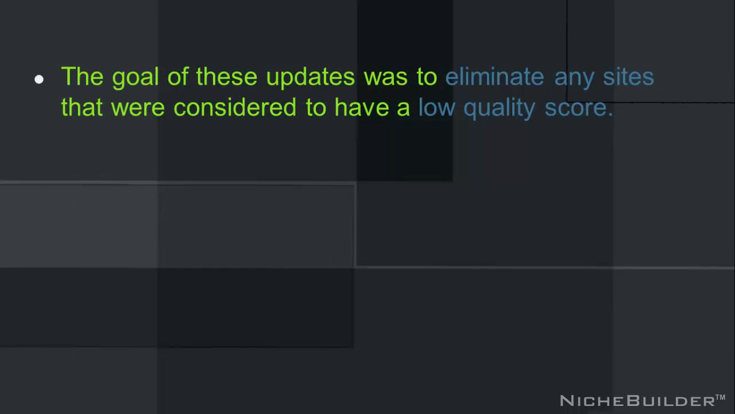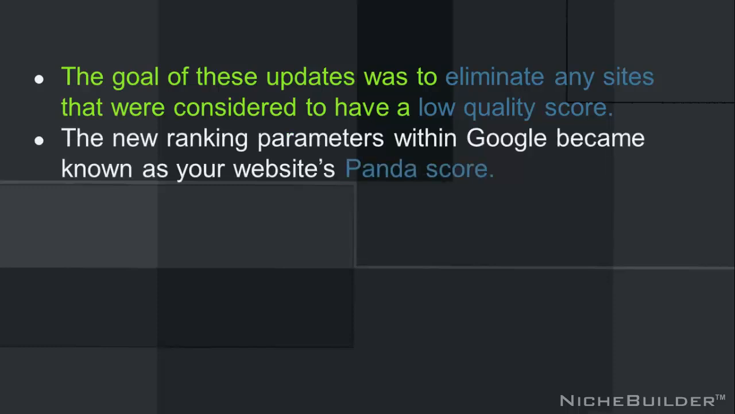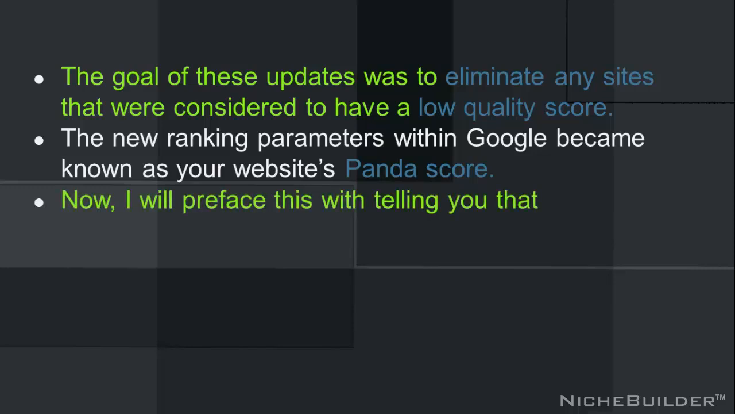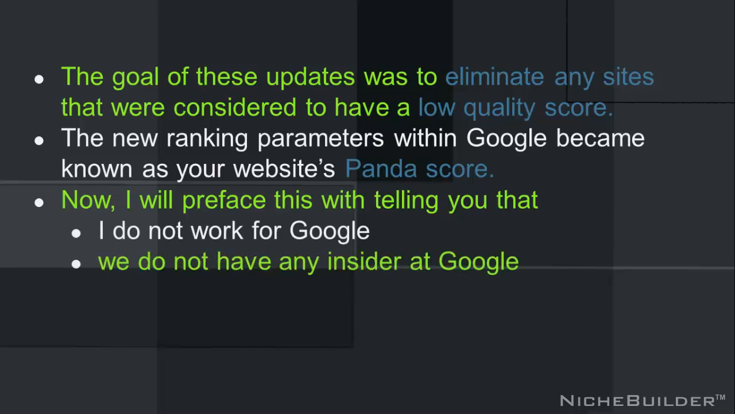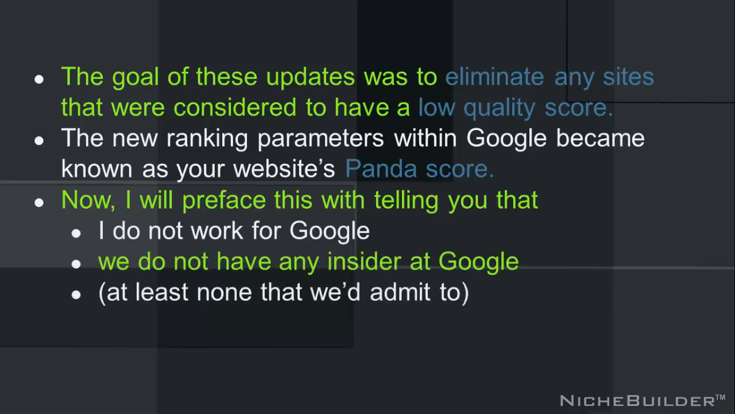The goal of these updates was to eliminate any sites that were considered to have low quality score. The new ranking parameters within Google became known as your website's Panda score. Now, I'm going to preface this by telling you that I do not work for Google. I do not have any insider at Google, at least none that we'd admit to.